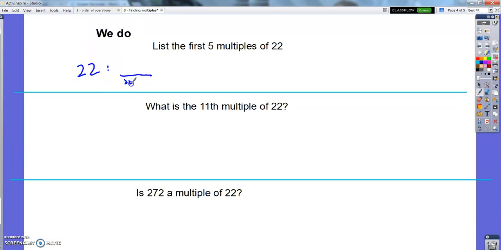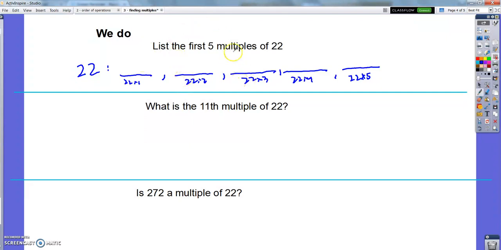And they are going to be 22 times 1, 22 times 2, 22 times 3, 22 times 4, and 22 times 5. Two choices here. I can keep multiplying, or I can just add 22, add 22, add 22, add 22. Either one works just fine, whatever you prefer.